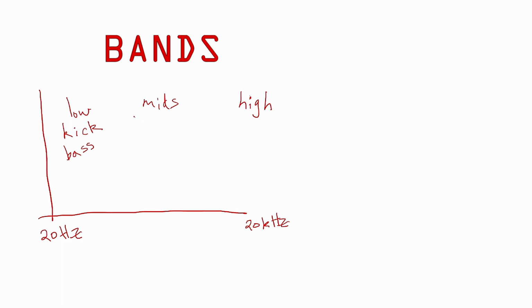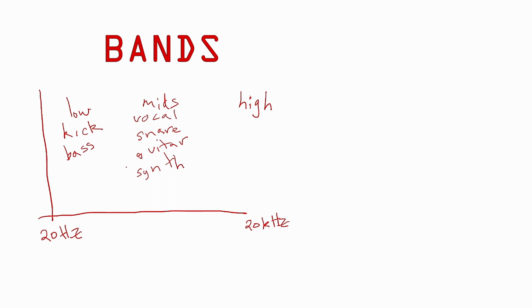So in the mids, we have a vocal, which is probably the first thing we think of. And then snare. We have guitars. We have some kinds of synths. And so the thing about this is we're talking about where the fundamental of a sound lives.